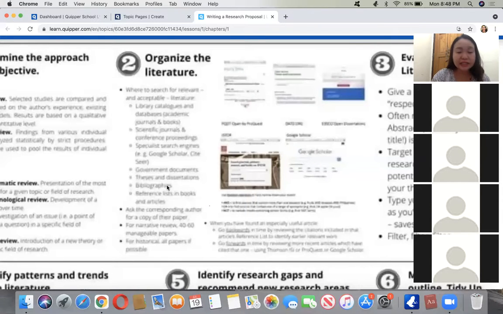Then mga thesis and dissertation. The thesis and dissertation are unpublished articles, but then they are accepted na mga literature. That is why yung mga thesis ninyo, you still need to refine those in order to become publishable. And mga bibliographies, basta naa pa lang sa libraries, in books, reference lists, and articles.